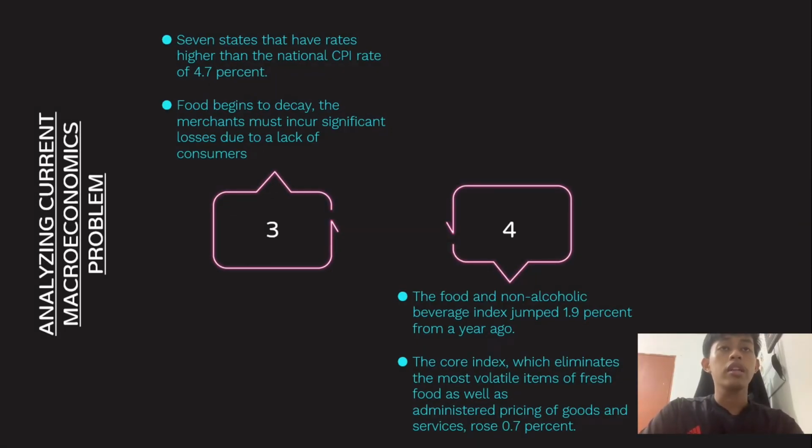For the third point, even though the index is rising rapidly in April 2021, it remains under control because it is one of the processes used to salvage the country's economy. Terengganu, Kelantan, Kedah, Perlis, Pahang, Johor and Negeri Sembilan are the 7 states that have rates higher than the national CPI.